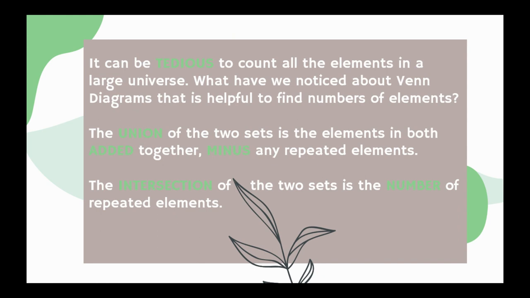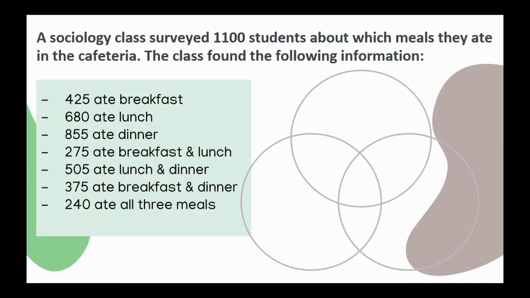The union we can do by adding them up. And then we want to take out any repeated elements. The intersection is simply how many are repeated. So we're going to break down a Venn diagram here, and we're going to put the pieces all together and see what we can come up with, okay?